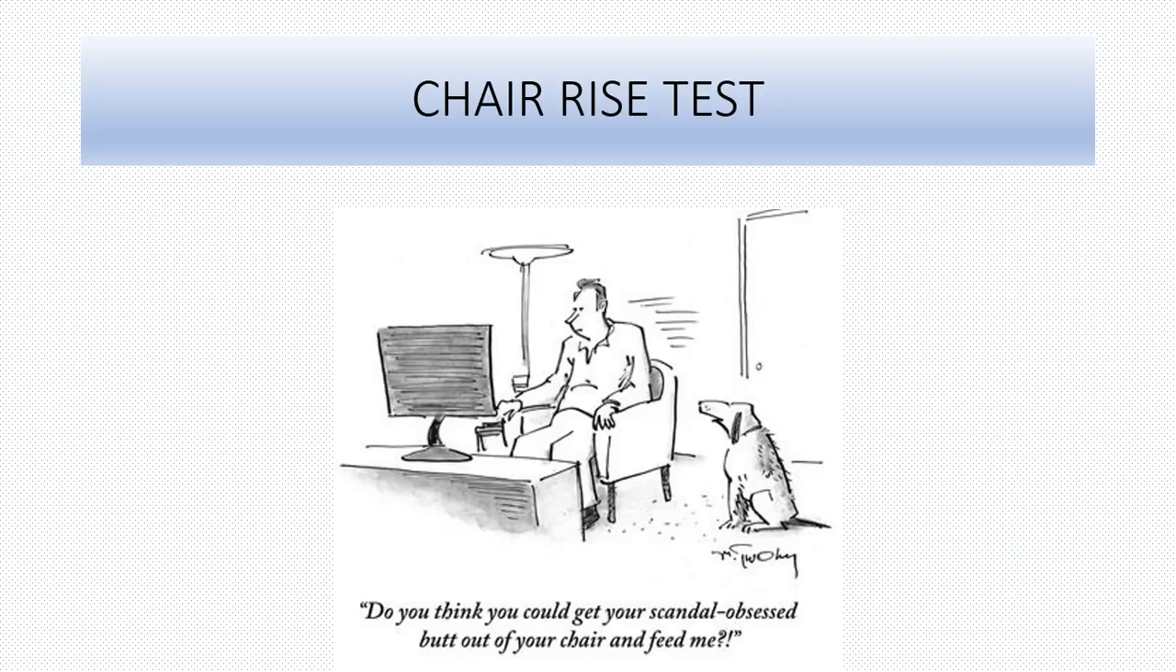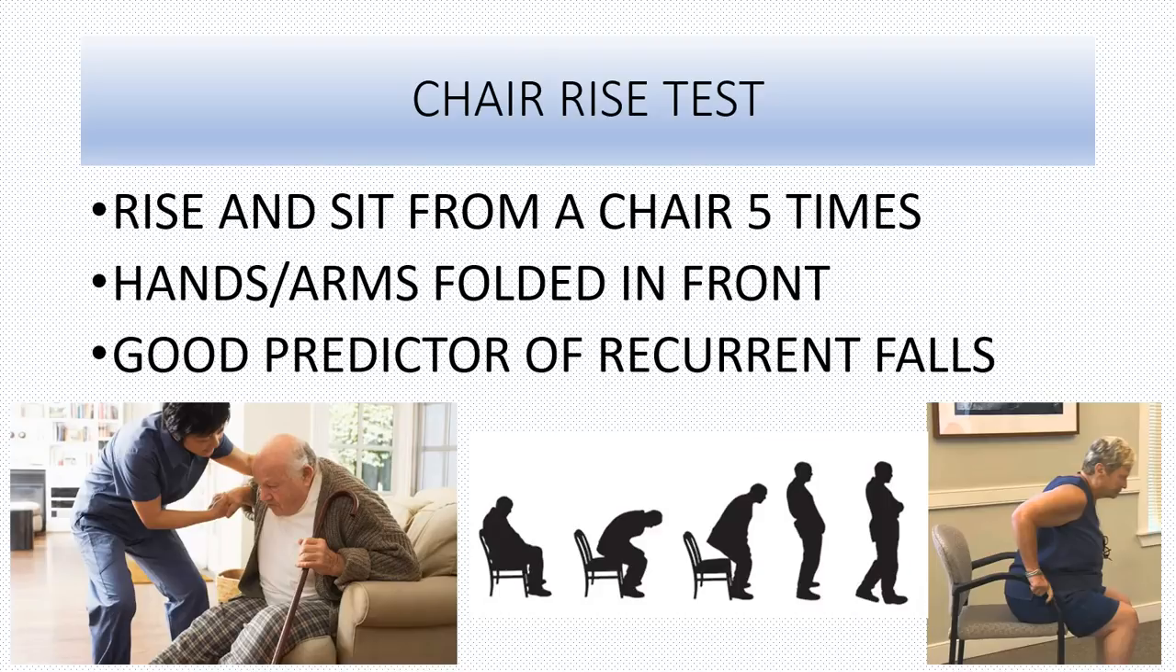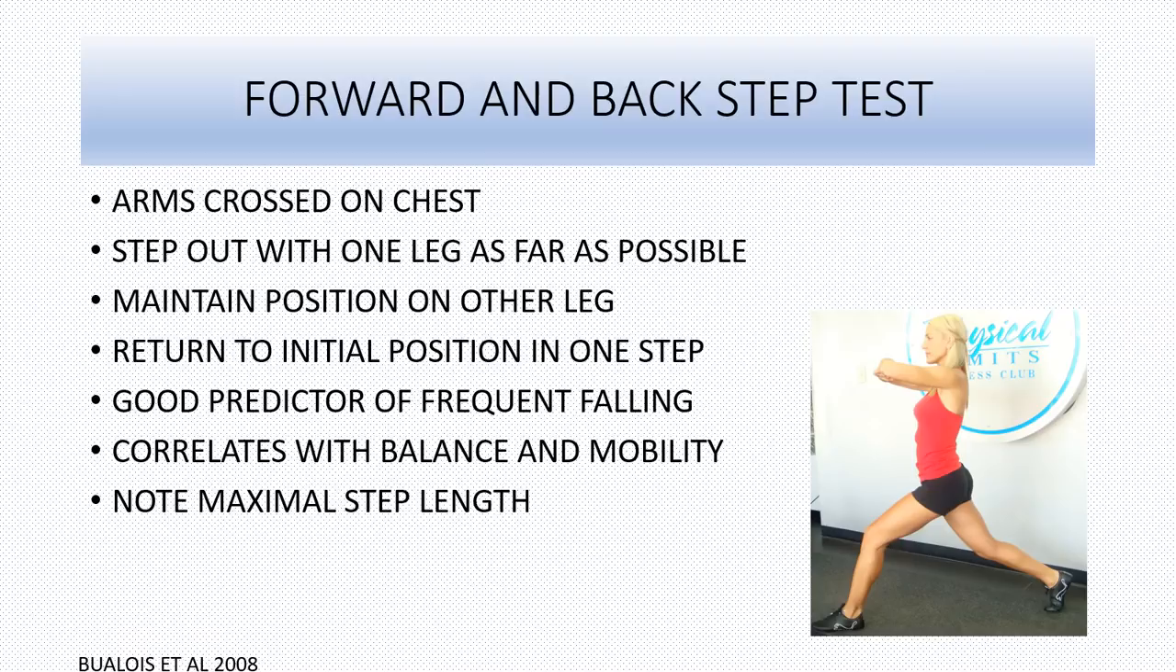A more time-consuming test, though not that much more, is the chair rise test, and that's simply asking the patient to get up and down 5 times. And you want to look and see how the patient does that. Can they do that without having to grab the arms of the chair? Can they do that with their arms folded in front of them? And here again, the inability to do this is a good predictor for recurrent falling.